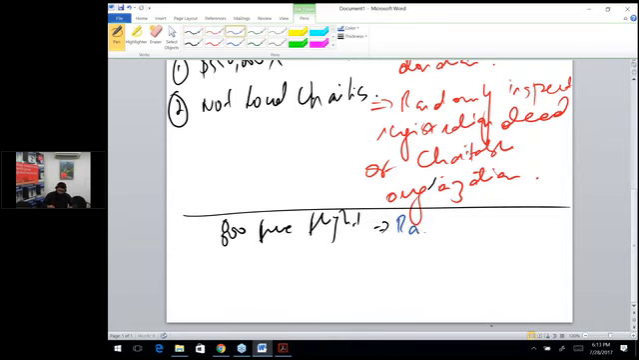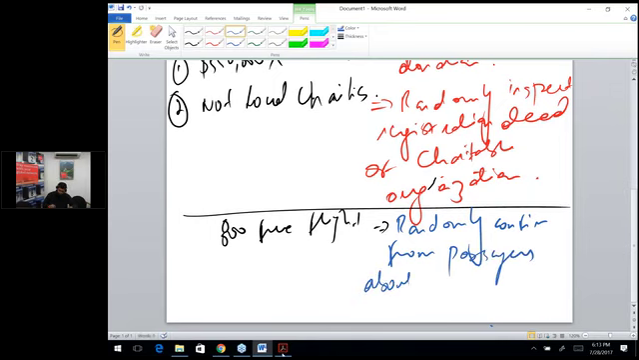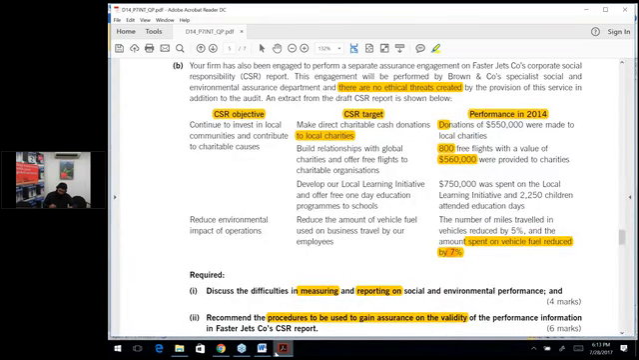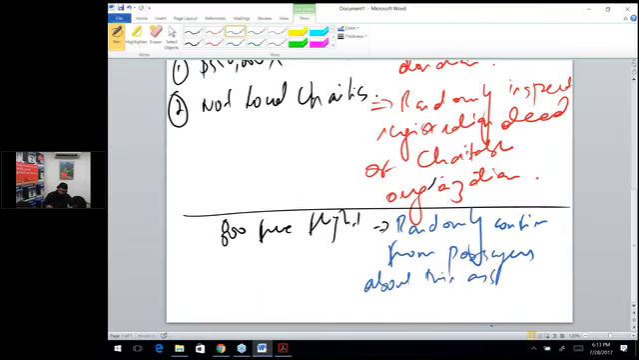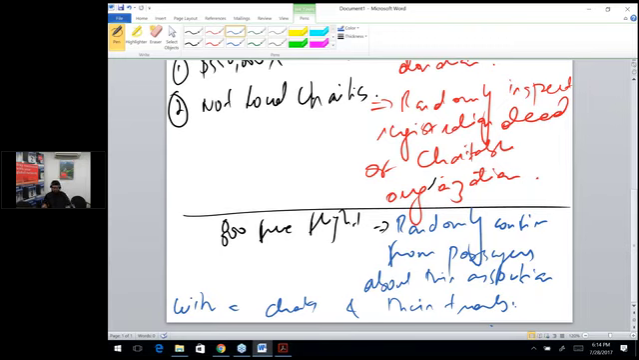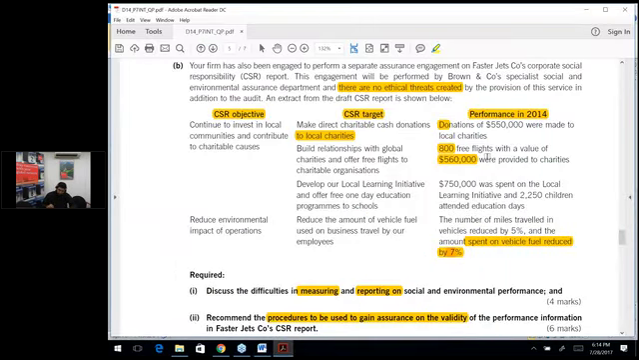I would randomly confirm from passengers about, number one, their association with a charity and their traveling. So we need to randomly confirm from the passengers about their association with the charity and their traveling. Now what else is there? 800 free flights with a value of 560,000 were provided to charities.